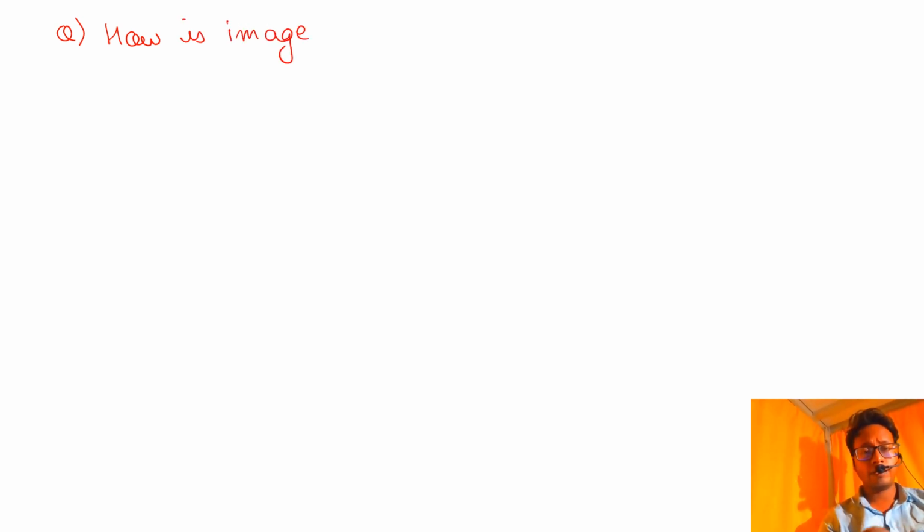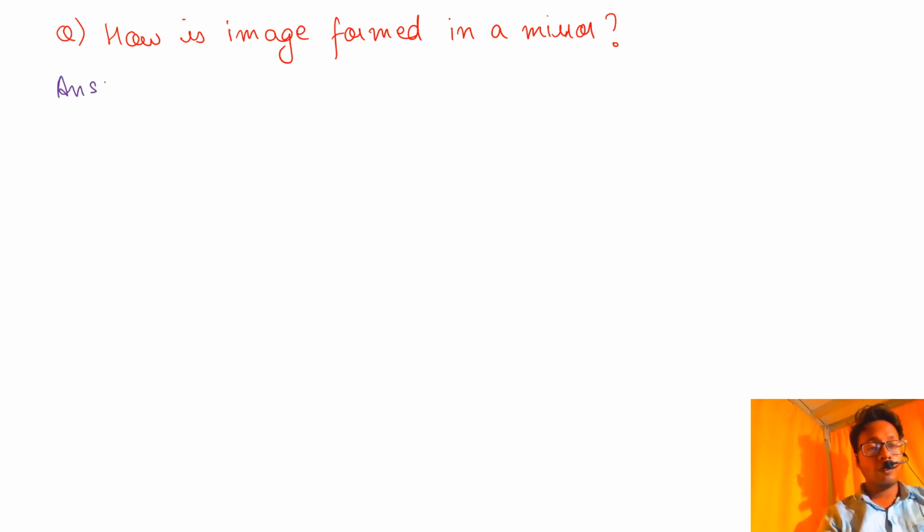Now I have a question. Okay. The question is, how is image formed in a mirror? Or what is the mechanism of formation of image in a mirror? Okay, the answer to this simple question is, image is formed whenever the reflecting rays are intersecting or appearing to intersect each other.